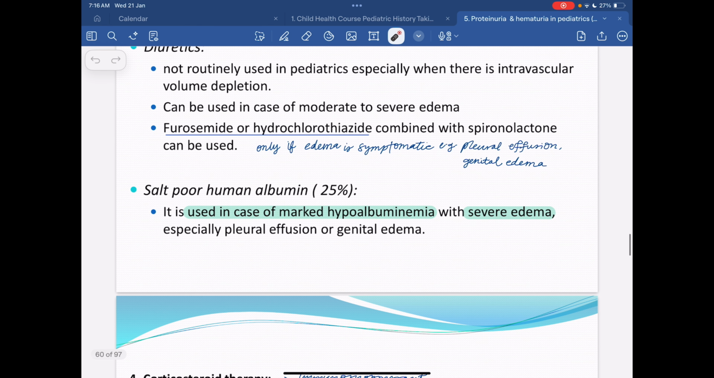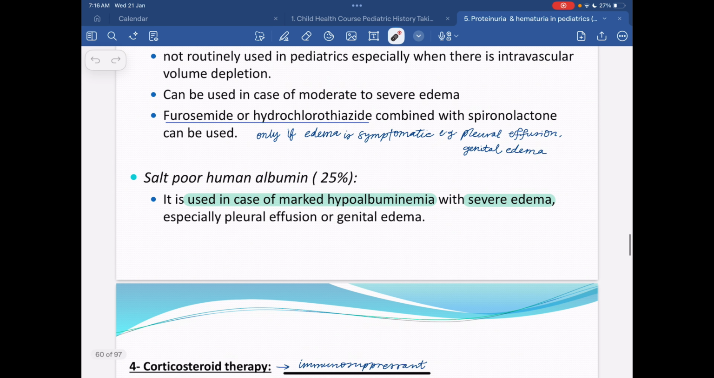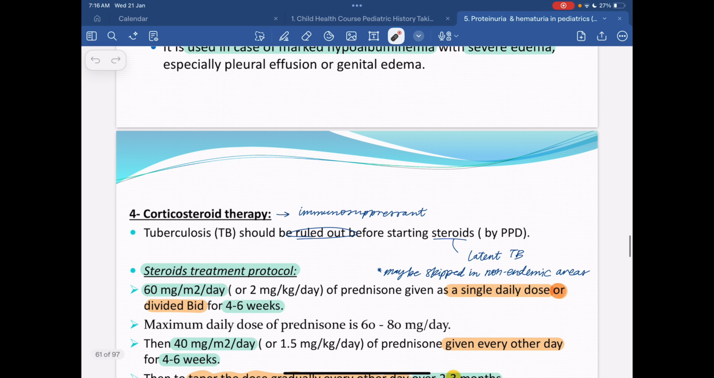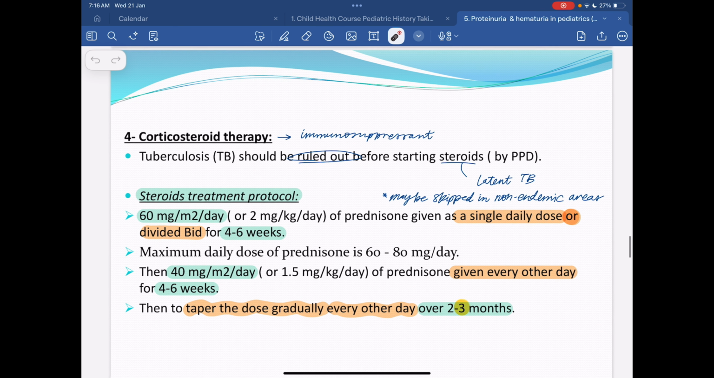طب متى نعطي المريض albumin straight up؟ الalbumin هذا نسميه salt poor human albumin. We give it in cases of marked hypoalbuminemia with severe edema, severe symptomatic, especially pleural effusion or genital edema. Okay. Lastly, finally, corticosteroid therapy.